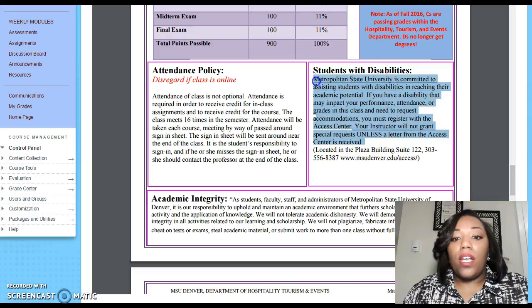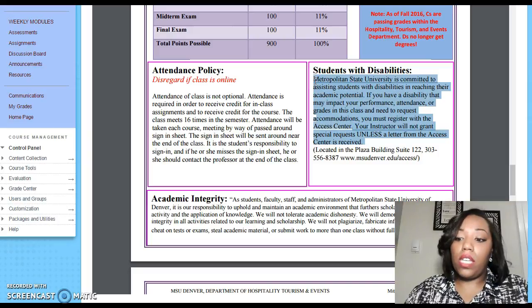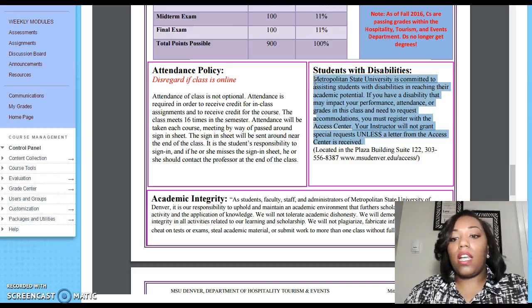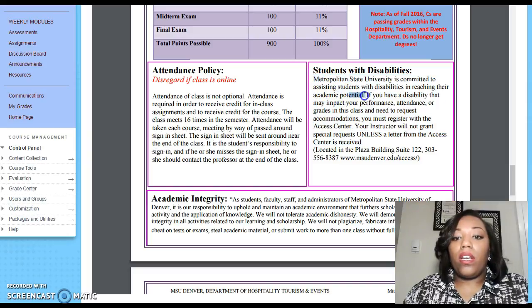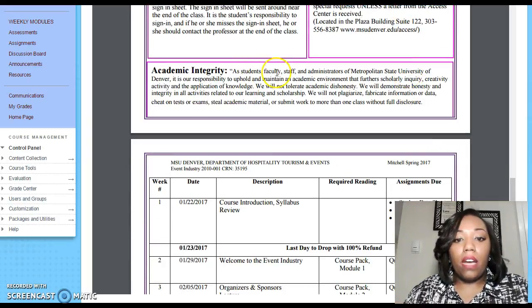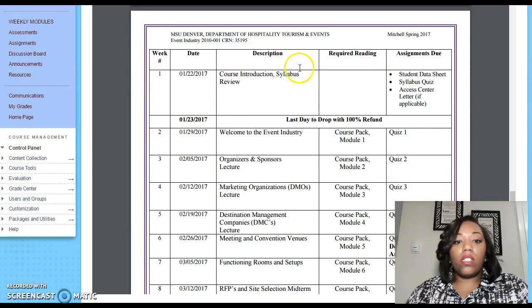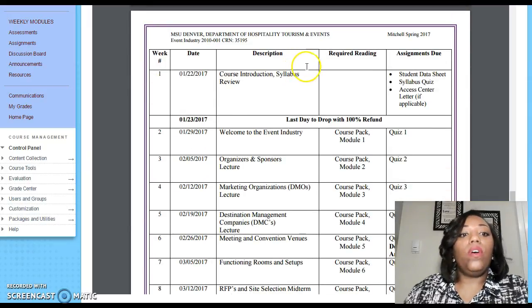I ask that you get that letter to me no later than January 22nd. Today is the 18th. Classes started yesterday. This way, we don't have any issues moving forward. We can just get it out of the way. Academic integrity, that's all here. Let's go on to the schedule.